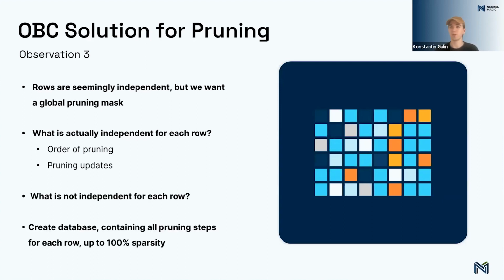And so the way we can do this is actually by first pruning each row independently to 100%. So if we know we're pruning to 100%, again, we have to fully parallelize this. We prune everything to 100%. And then by pruning it to 100%, we actually have a full database that we can then reference to reconstruct any sparsity level we want.